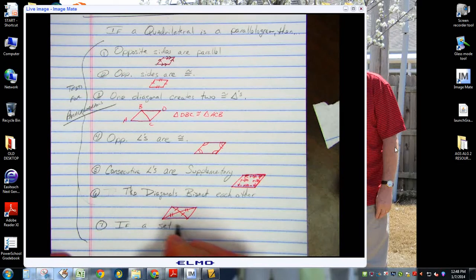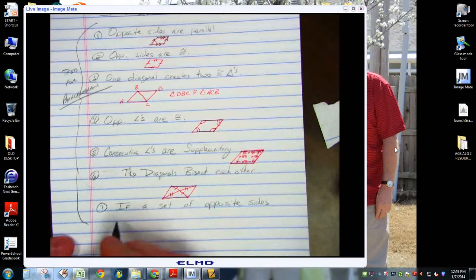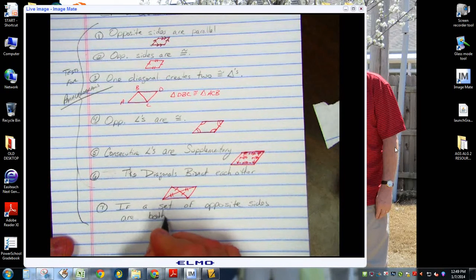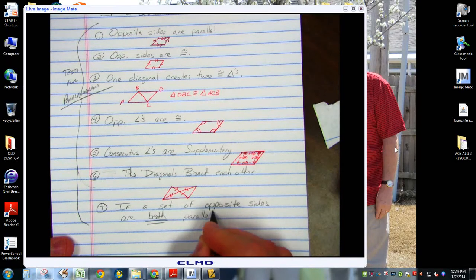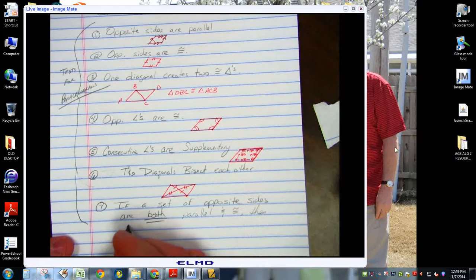If a set of opposite sides are both parallel and congruent, then it is a parallelogram.